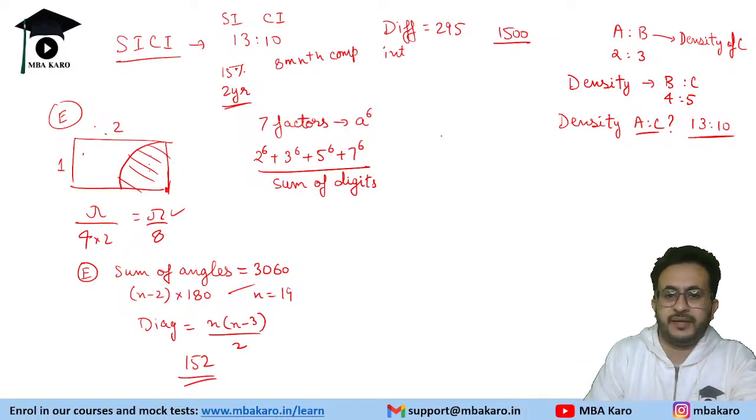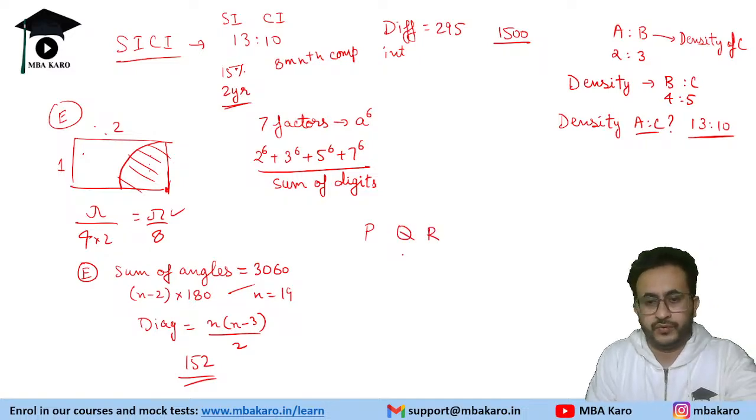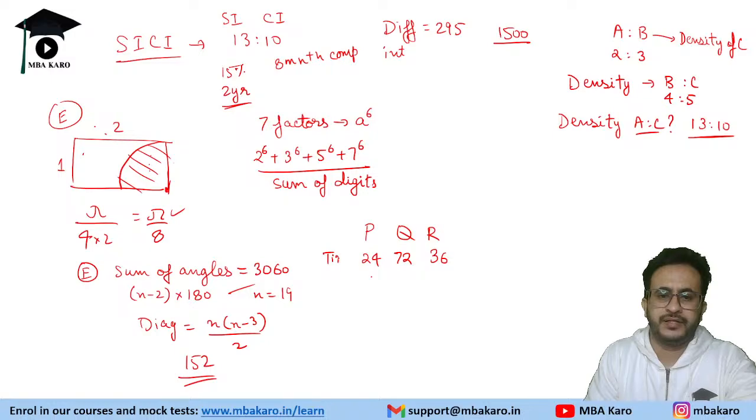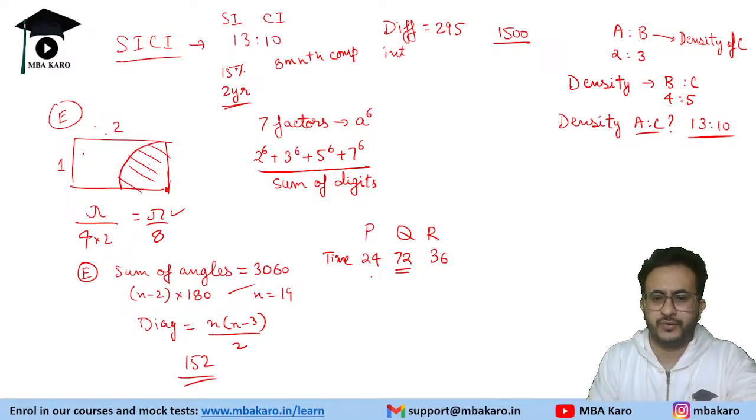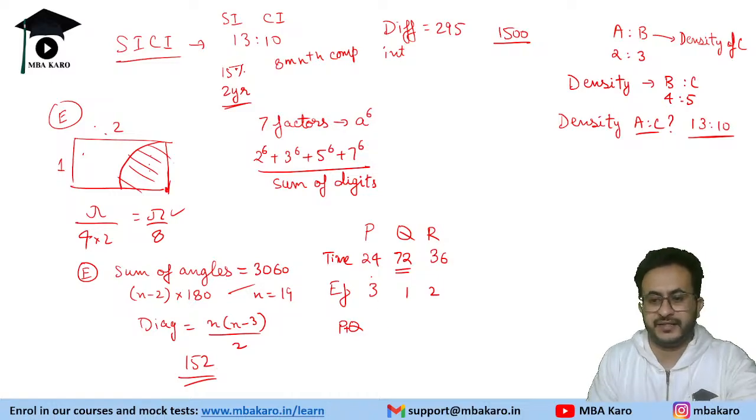There was a time and work question which said that there are three people P, Q, R. PQ does it in 72 hours, so P in 24 and R in 36. Time was not given directly, so the time for Q was given, and it was said that P is thrice as efficient as Q, and R is twice as efficient. So their efficiency will be 3, 1, and 2. It said that P and Q are assisted by R on every second day.